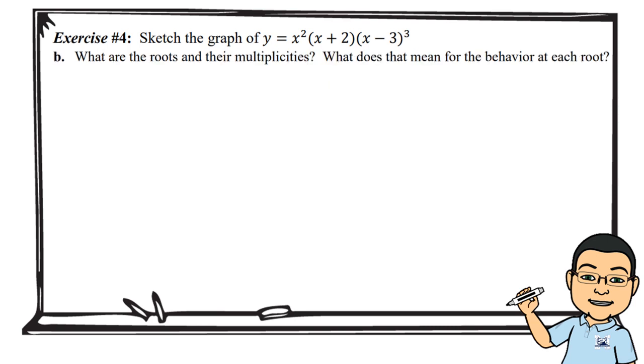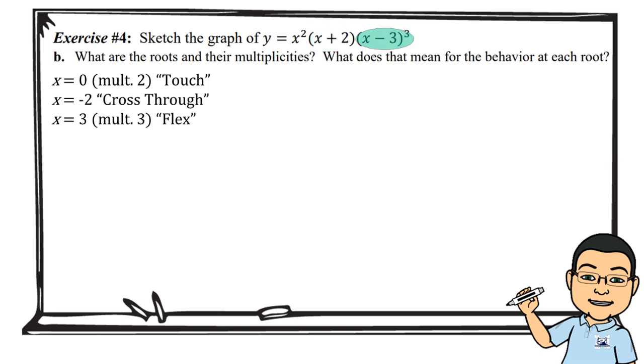What are the roots and their multiplicities? And what does this mean for the behavior at each root? Well, we can see that we have a double root, or x equals 0, with a multiplicity of 2, so that would indicate a touch. X equals -2, with a multiplicity of 1, indicating a cross through, and x equals 3 with a multiplicity of 3, which means we would flex.